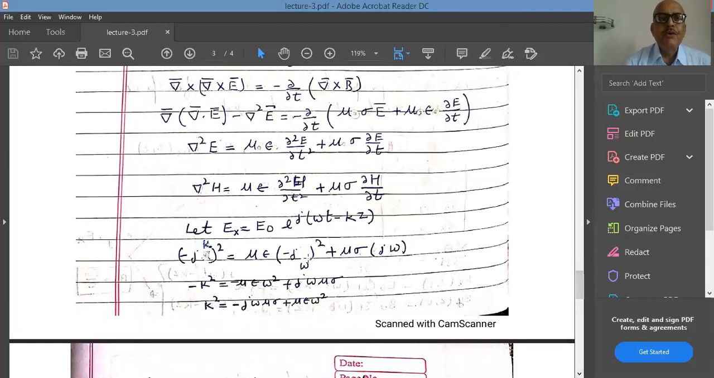So if you substitute this Ex is equal to E0 e to the power of j into omega t minus kz, or you can take By to be equal to B0 e to the power of j into omega t minus kz and put it in the magnetic field equation, the results will be the same. So if you put it into the equation for electric field here, in place of del square E, we will take only the one dimension equation.